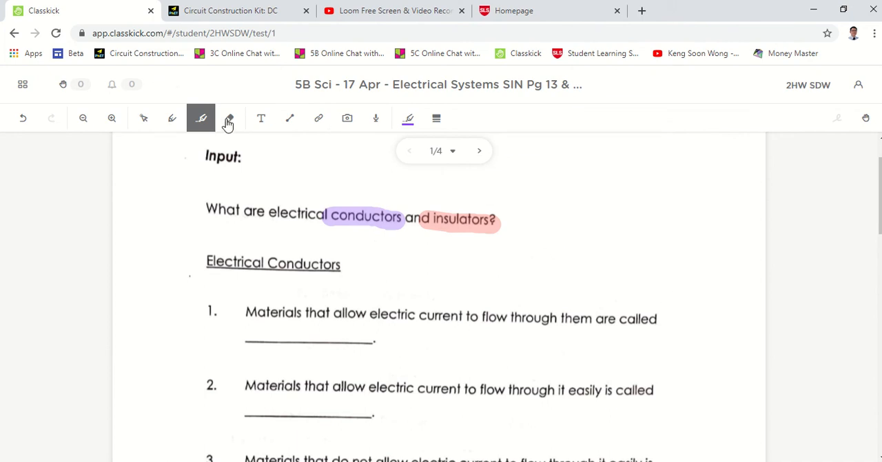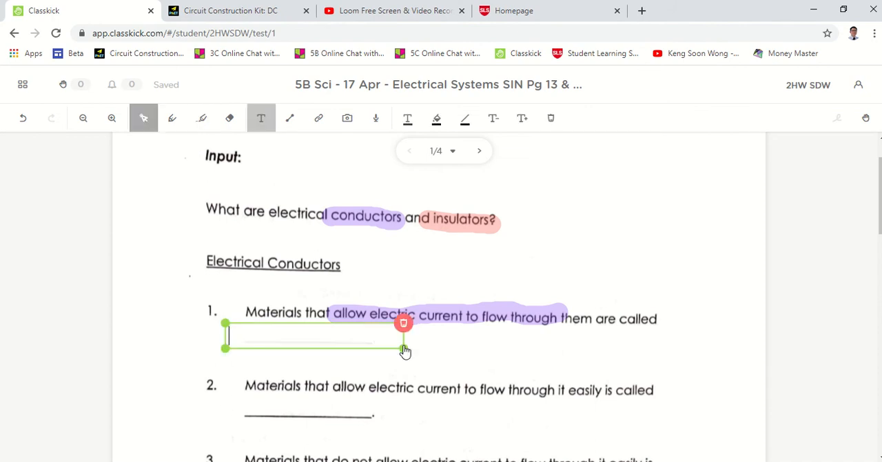So let's see whether we really know about them. Materials that allow electric current to pass through is what we call electrical conductors. Don't just write the word conductor. Conductor can mean conductors of heat, can mean conductors of other things. So make sure you write electrical conductors. Make sure you put the word electrical in front of them.